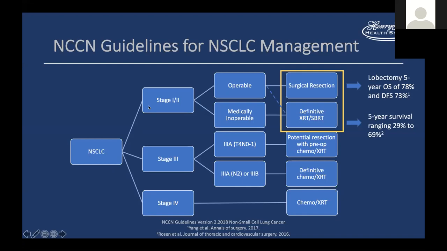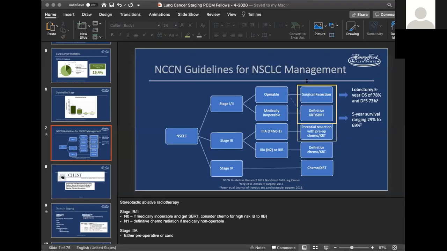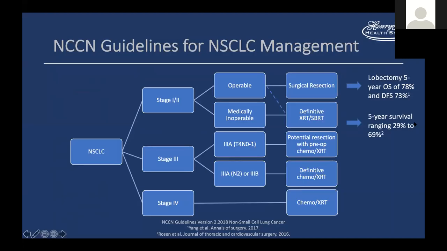So when you look at patients who have stage one or two lung cancer who are operable candidates, who are surgical, you're able to surgically resect. Patients who get an anatomic lobectomy have a five-year overall survival of 78% and a disease-free survival of 73%. And when you look at patients who are still at early stage but medically inoperable and they get definitive radiation therapy, by stereotactic ablative radiation therapy, their five-year survival is a little bit worse. The data here is a little bit more all over the place, but what's published ranges from 29 to 69%, still better than if you were stage three or stage four getting chemoradiation.